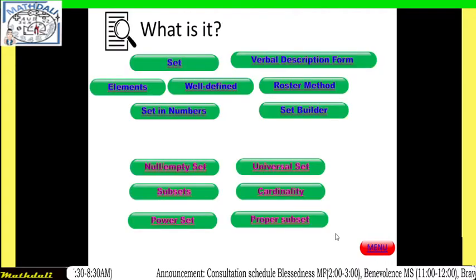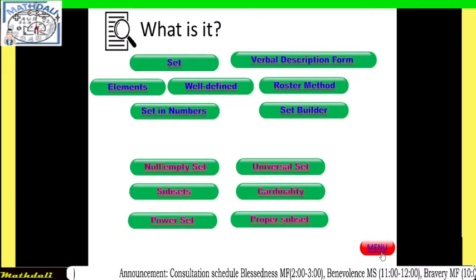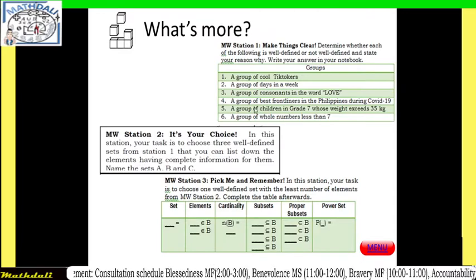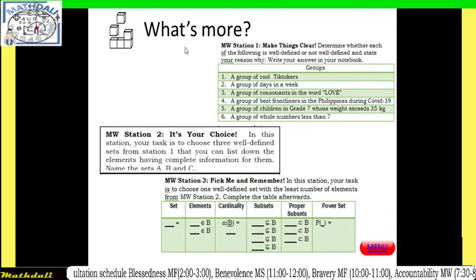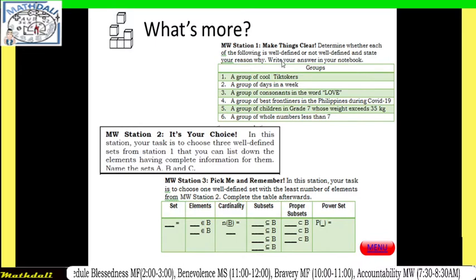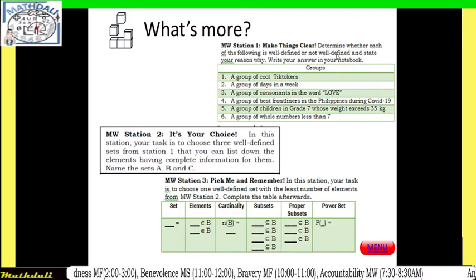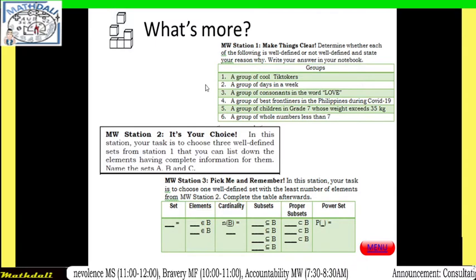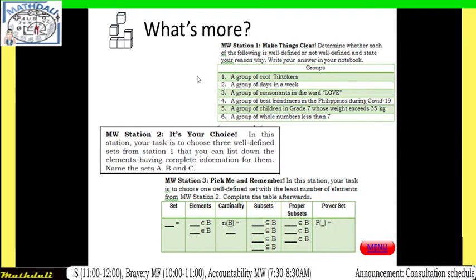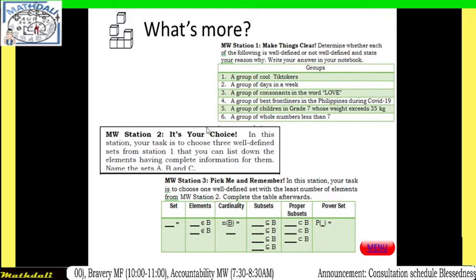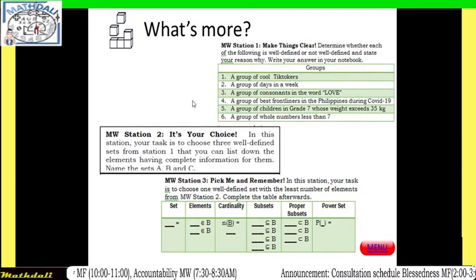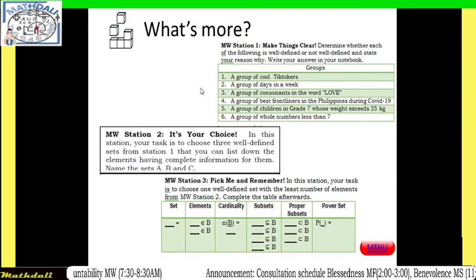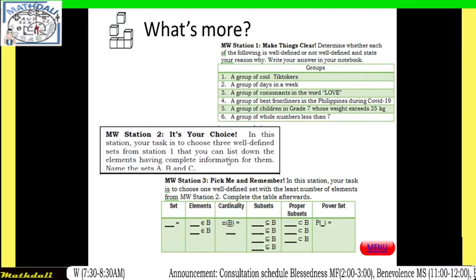Okay, next. So I will discuss how to answer the exercises. Here, we have three stations. In the first station, you are going to identify whether it is well-defined or not well-defined. Then in station 2, after you classify whether it is well-defined or not, you will identify three that are well-defined. Then you will list and identify the elements of those well-defined sets.